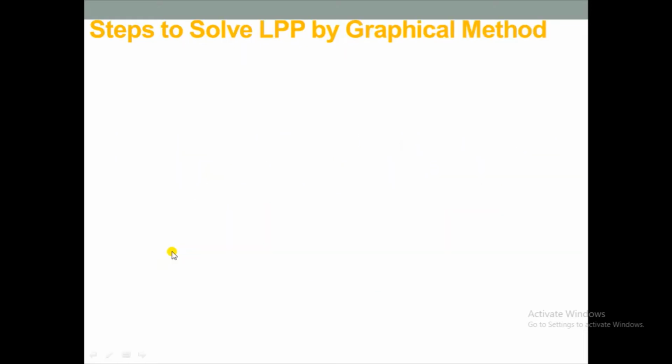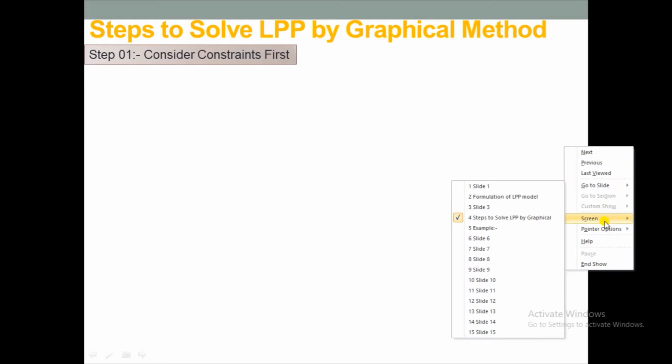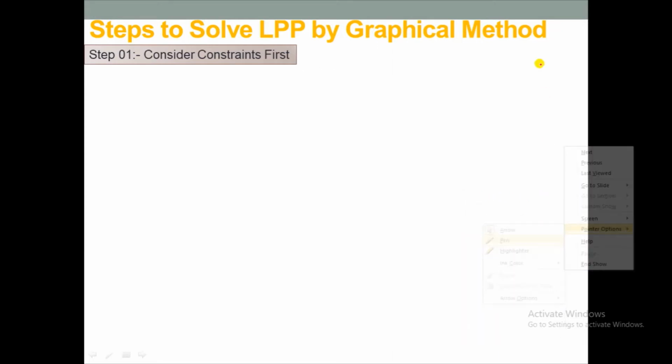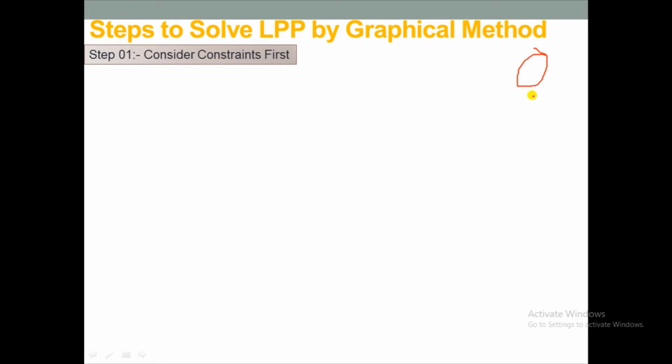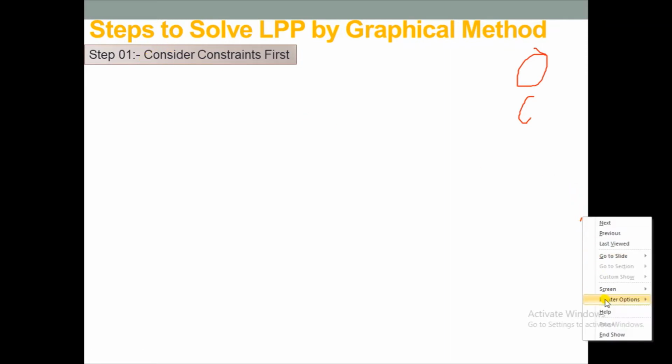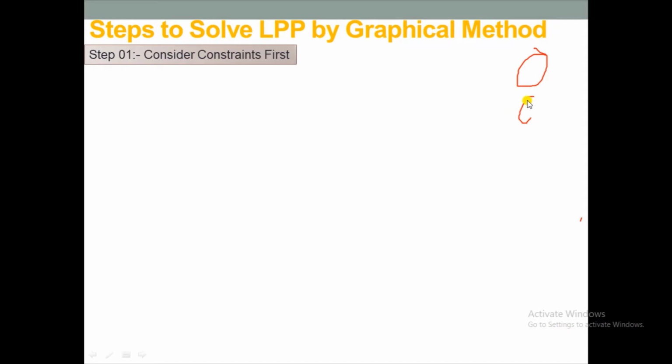Now let's see the steps to solve a linear programming problem by the graphical method. The first step is that we have already formulated the linear programming problem. In that problem we have the objective function, then the constraints, and the non-negative restrictions. The first thing that we have is the objective function.